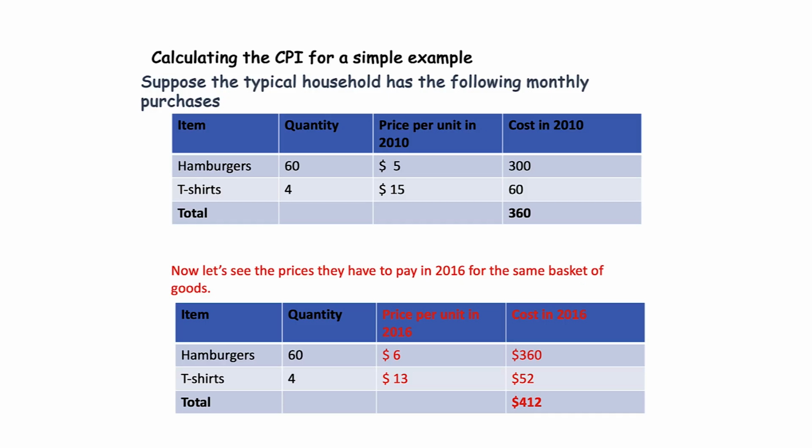Notice that the influence of a price on the final cost has to do with its share in the total expenditure. Here, hamburgers have a big share in the final expenditure, whereas t-shirts are a relatively smaller share, and so they have a smaller weight on the final cost of the basket.